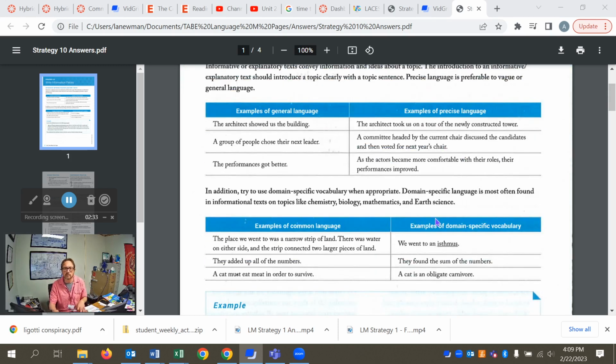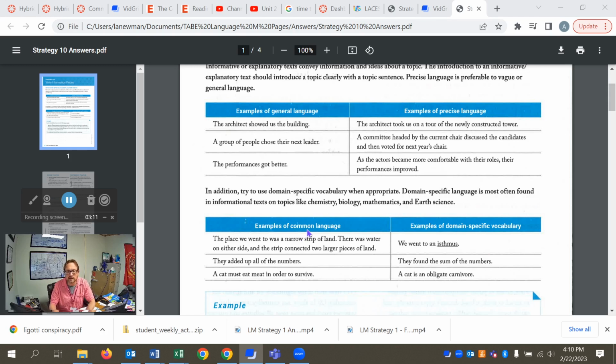Okay, and the next part is on domain-specific vocabulary. I may have touched on this a little bit when talking about vocabulary. Actually, now that I think about it, it was in the reading course. So if you've done Reading M, you may have heard me talk about domain-specific vocabulary as a way of interpreting the meaning of words that you're not familiar with. But also, domain-specific vocabulary appears in informational text, and we should use it depending on what particular subject area we're writing about. So in addition, try to use domain-specific vocabulary when appropriate.